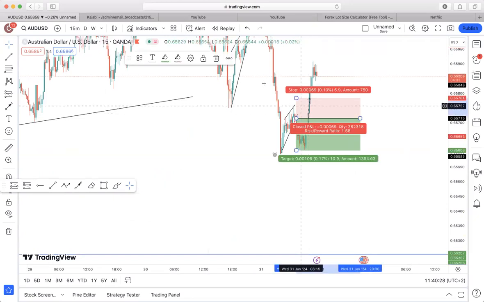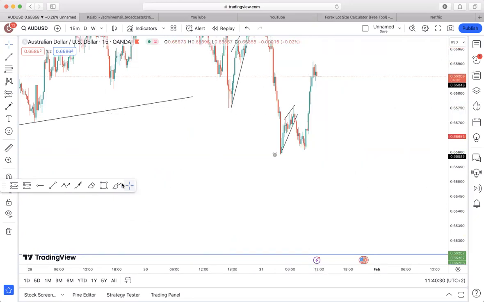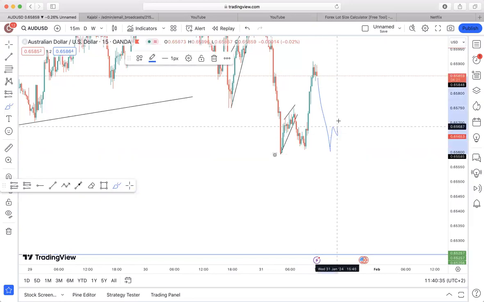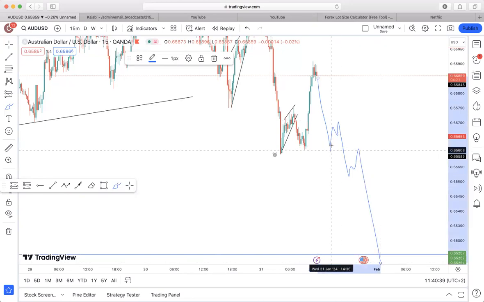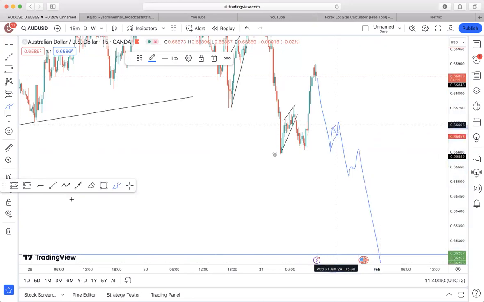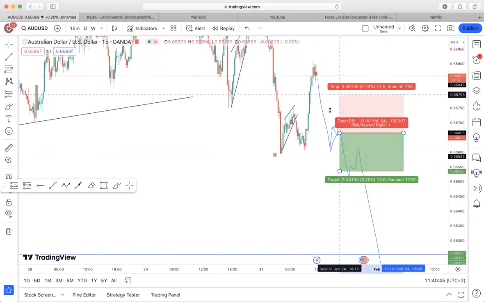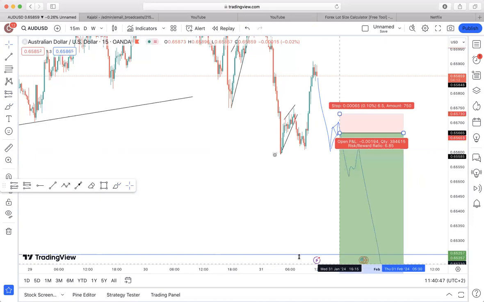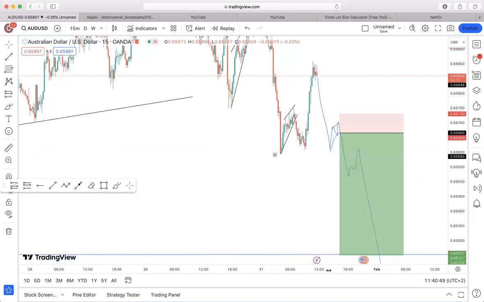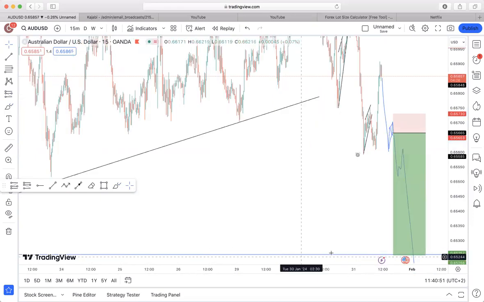So this one only took us out for a break even, but we are still looking forward to that selling move to the downside in the form of an impulse, followed by a small continuation all the way to the downside, like so. So we are still going to be looking at sells on this pair.